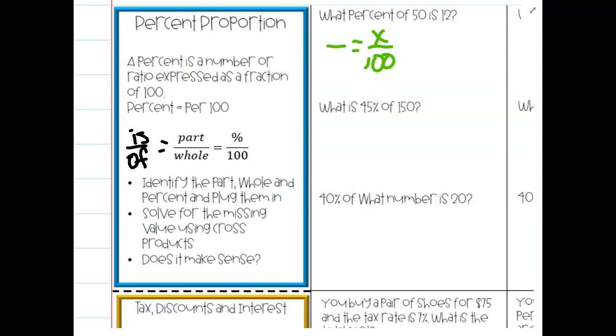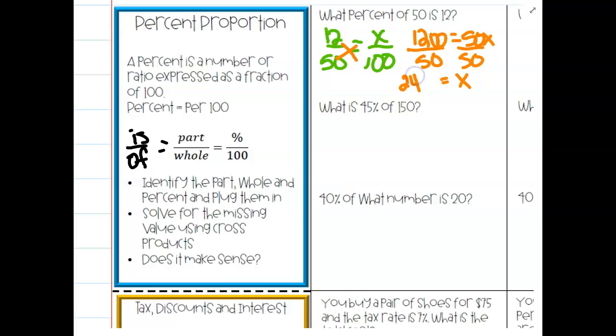Okay? Now, I have to figure out where the 50 and 12 are going to go. Remember, this side is over of. So when it says what percent of 50, that 50 is my of. And then when it says is 12, the 12 is my numerator. Is over of equals percent over 100. And then just like we did yesterday, once you set up your proportion, we're going to use cross products to solve. So 12 times 100 is 1,200. 50 times x is 50x. And then divide by 50. You can follow my notes here. Okay, and that's going to give you 24.